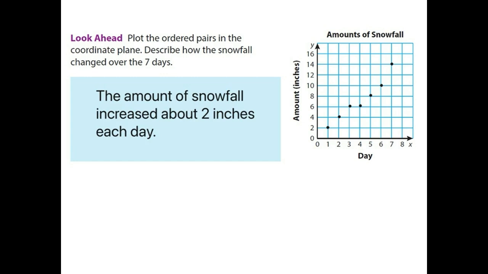Yeah, so, we get 2 inches there, 2 inches there, stay the same. 2 inches, 2 inches, and then 4 inches. So the amount of snowfall increased about 2 inches each day. Even on this day, it went up 4.